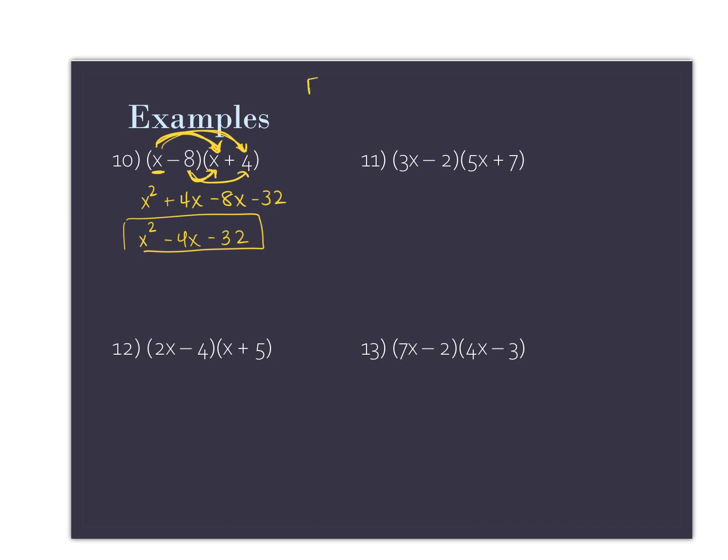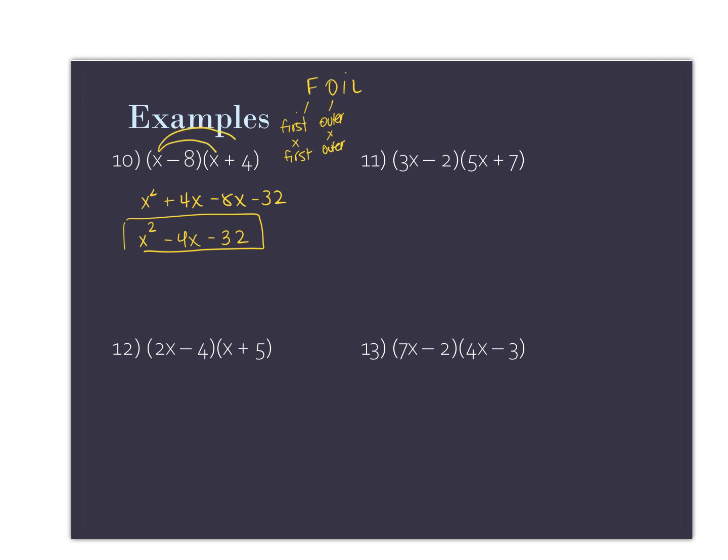Well, there's a pattern called FOIL that kind of reminds you about that. And it says, okay, you multiply the first number of one binomial, so first times first, to the first number of the second binomial. So that's x and x. And then the second one says the outer term times the outer term. So again, it's the outer term of the first binomial to the outer term of the second. So this is first times first.